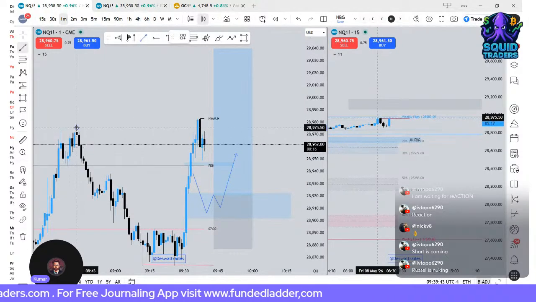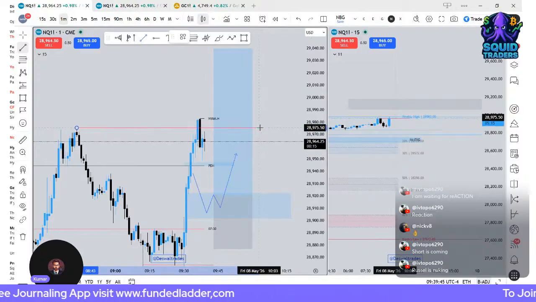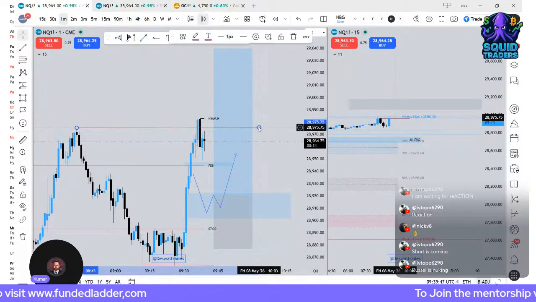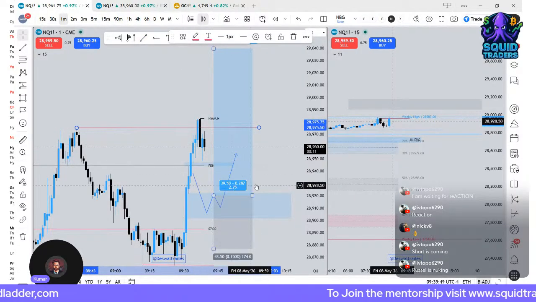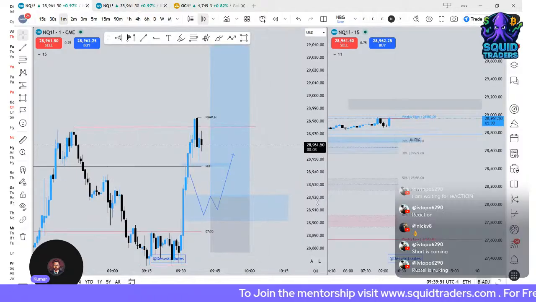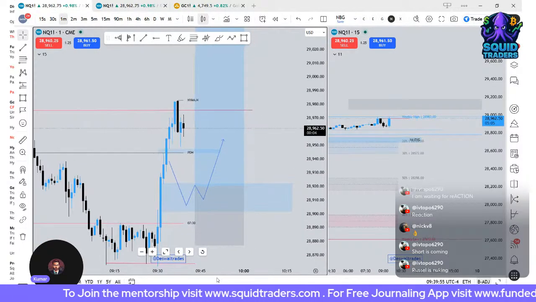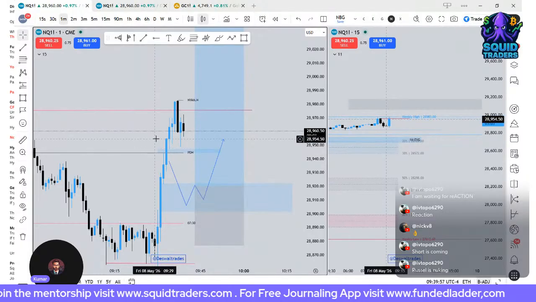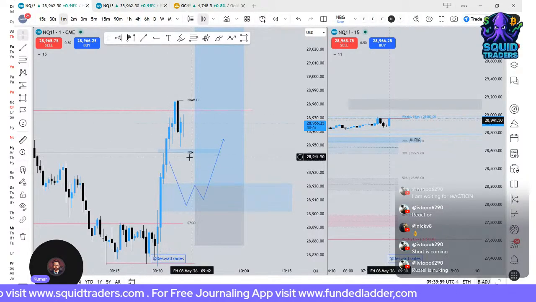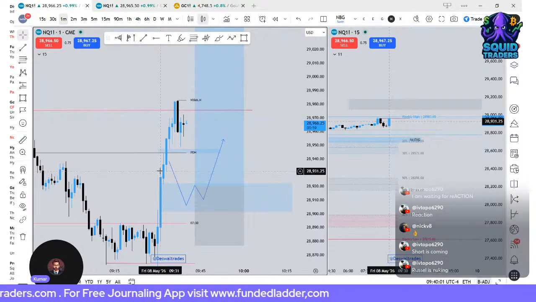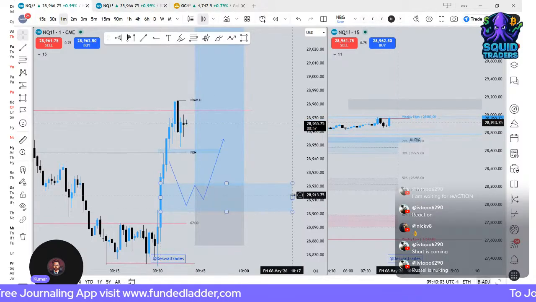We swept this one here. If we get clear displacement, I'll be happy to take an ILM, and I'm just waiting for the ILM to play. No fair value gap, only this one, and then we got this tiny one here, and this is the massive one.